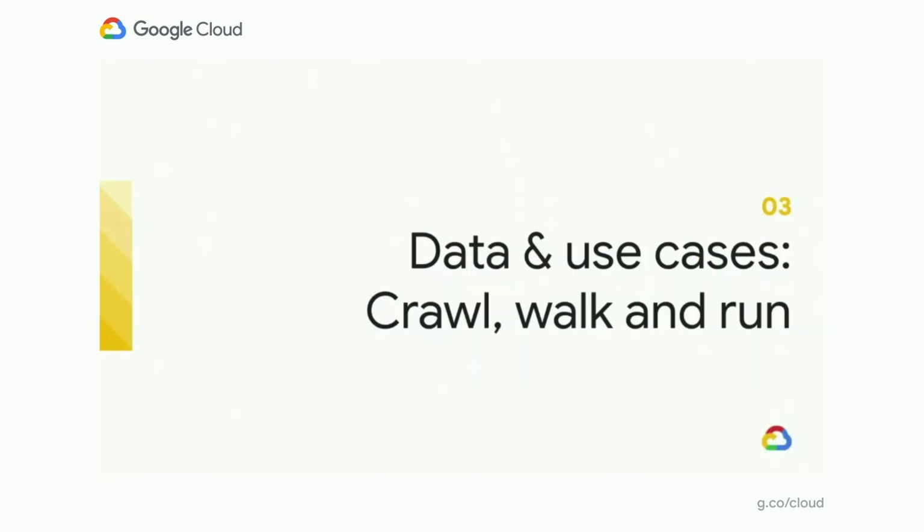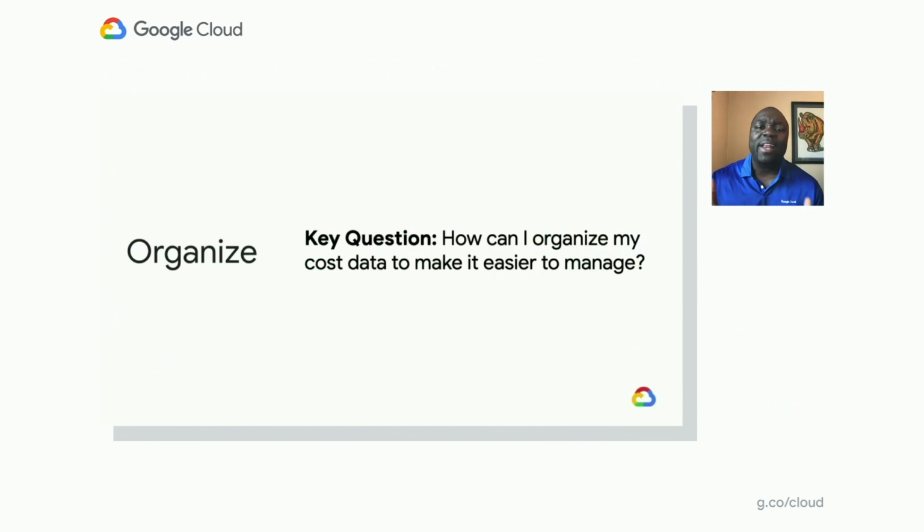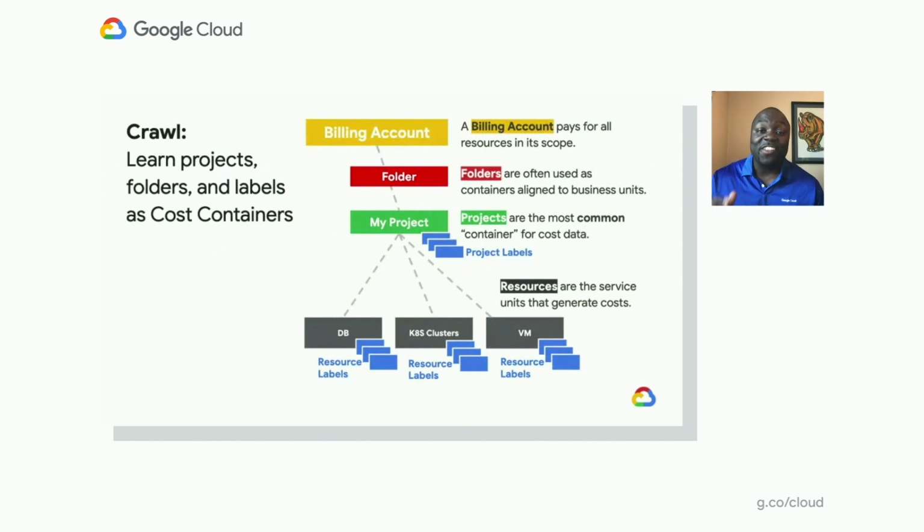So we've talked about where your data comes from, and I suppose it's time that we think about crawling, walking, and running with specific use cases that more closely match your everyday views of how you deal with cost data. How do we make sense of all this? For a single use case, let's go back to one of the key questions that we started with. How can I organize my cost data and make it easier to manage? Well, to answer that question, we've got to start with a crawl.